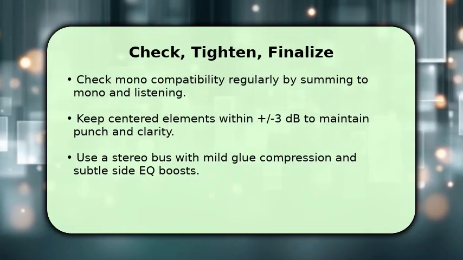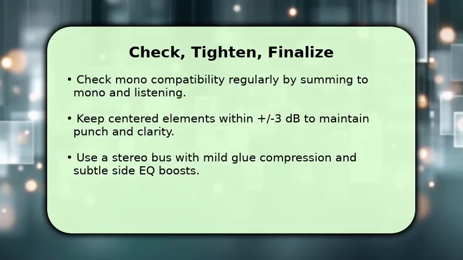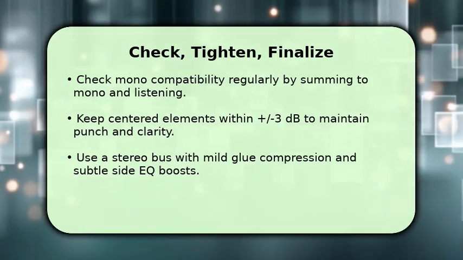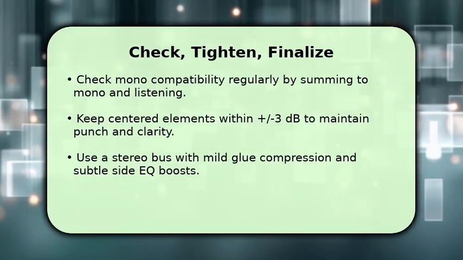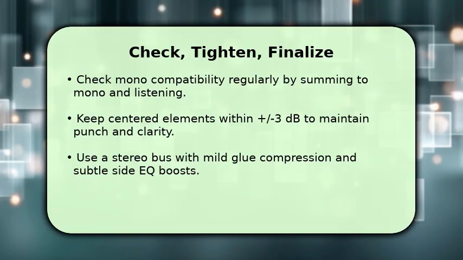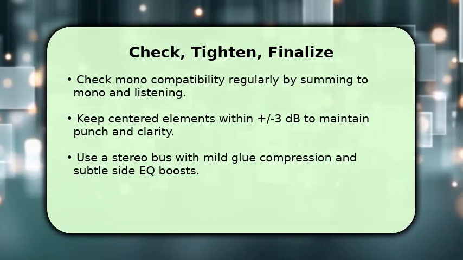Check mono compatibility regularly by summing to mono and listening for level drops or comb filtering. This reveals problematic phase issues. Keep centered elements within +/-3 dB of their dry levels to maintain punch and clarity while you widen sides.